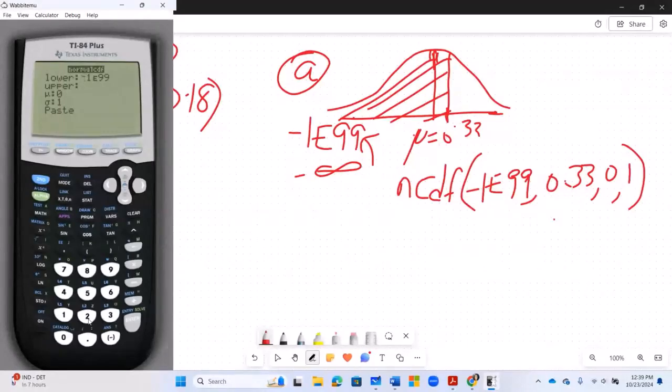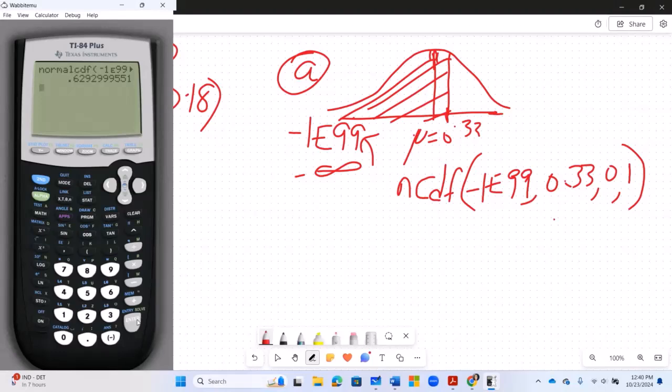And then I am going to tell my calculator what I'm looking for. I'm looking for the area between negative infinity and 0.33. So negative 1 E to the power 99 is already here. The next one is the mean, which is 0, and the standard deviation, which is 1. So I am going to paste. Is that what you're looking for? Yes.